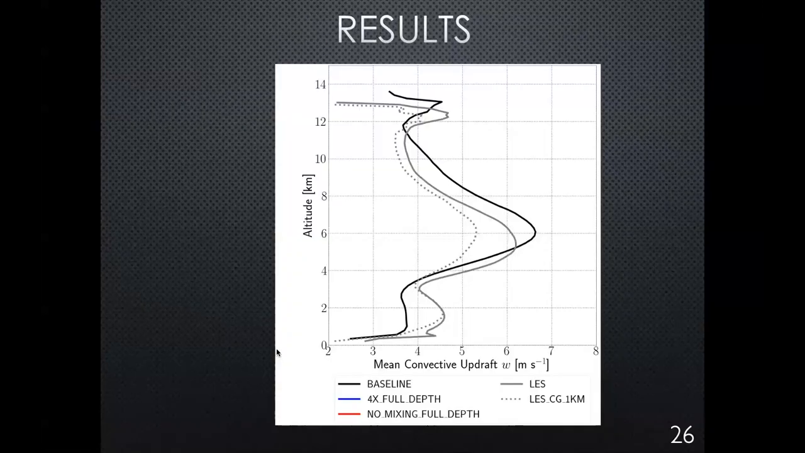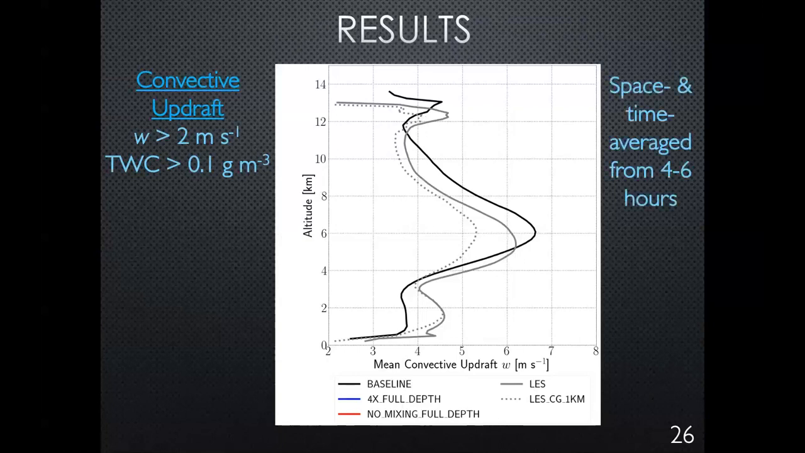Now we'll mainly be looking at these results through vertical profiles of mean convective updraft vertical velocity, which is essentially a mean mass flux profile. Convective updrafts are defined as vertical velocities exceeding 2 meters per second and total water content exceeding a small threshold, although we did find that the results were sensitive to these rather ad hoc definitions. And we'll perform averaging over the last 2 hours of the simulation, from 4 to 6 hours.